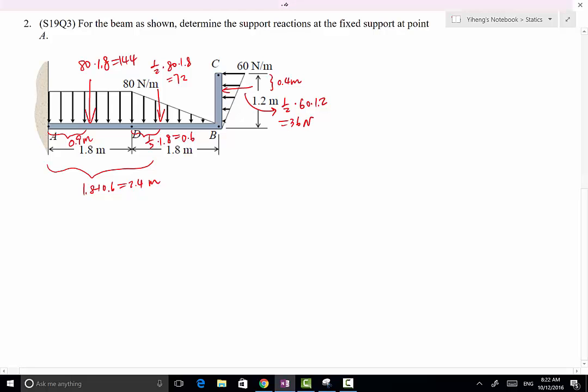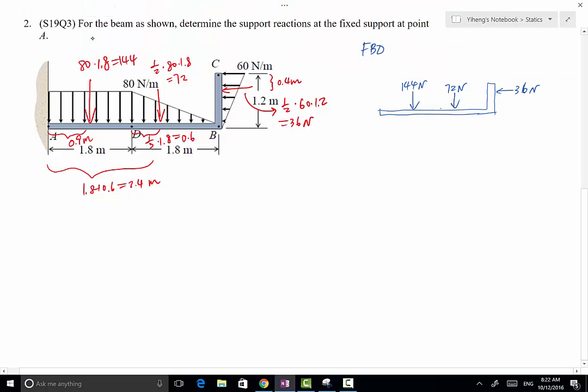So after we have done this preparation work, we're ready to draw the free body diagram. So we have this L-shaped beam here. Okay, and we have 36 Newton force right here. We have right here the 144 Newton force, and right here the 72 Newton force. So these are the applied forces.